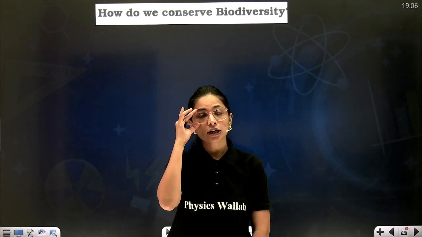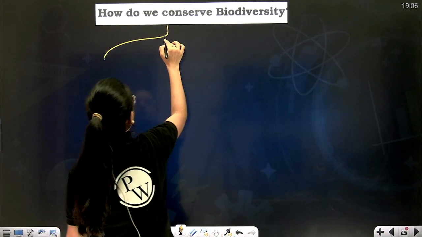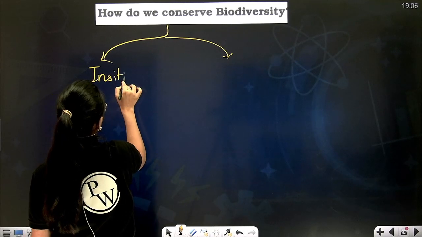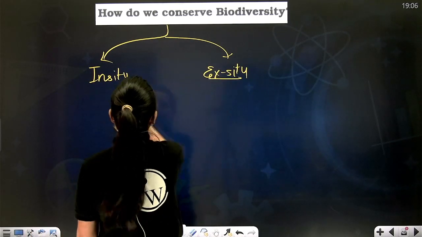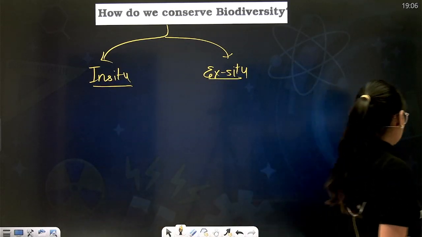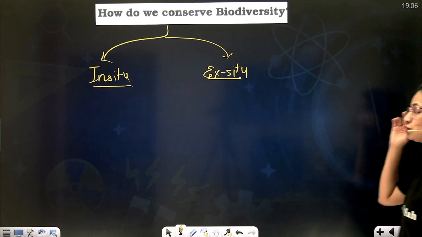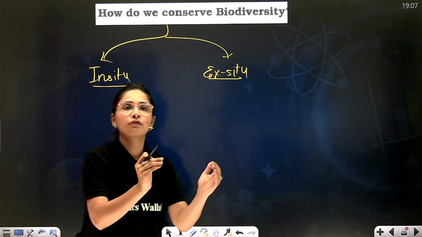So basically there are two ways to conserve biodiversity. One is in situ method and another is ex situ method of conservation. Majority of you must be knowing, we have already discussed this in situ and ex situ method of conservation, but let's do it once again. In means on site, ex means away from the site.